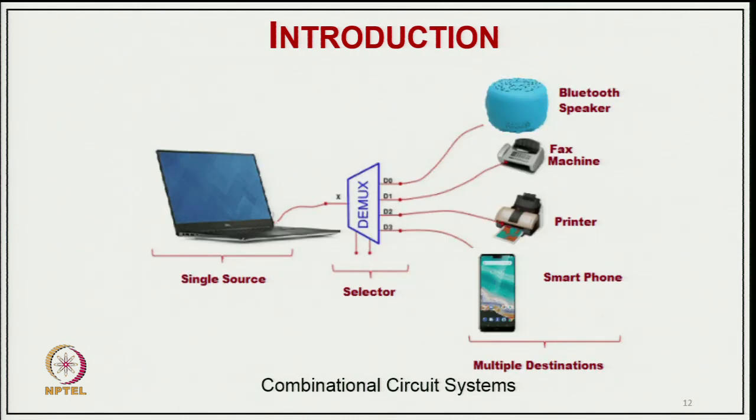Similarly, we can have a single source like a laptop connected to many output systems, which again we call a throw selector, and this we call a demultiplexer combinational logic system. You can connect a single source like your laptop to a Bluetooth speaker, fax machine, printer, smartphone, or many other output devices. This is an example of a demultiplexer.